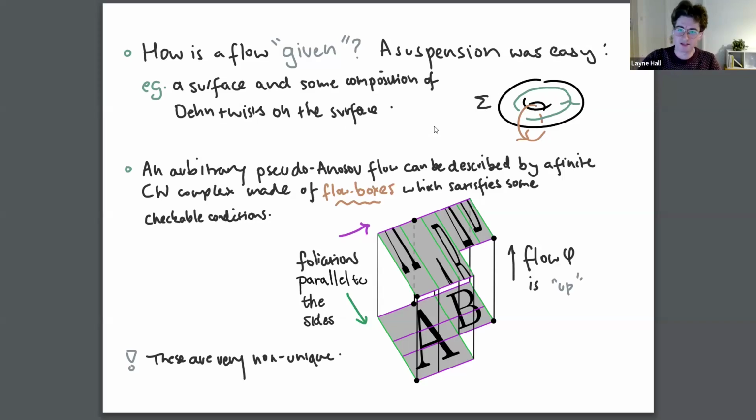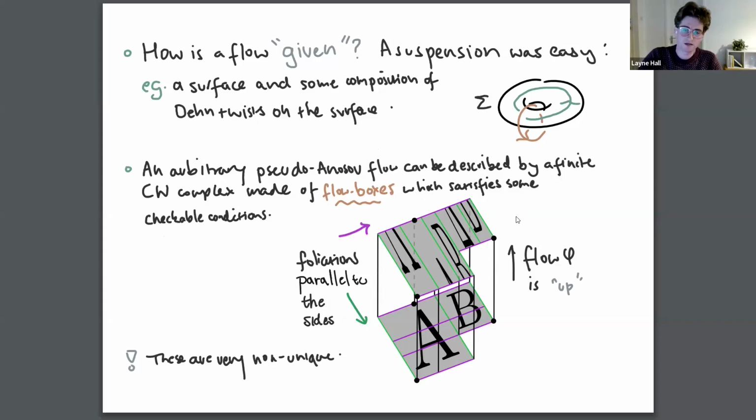And then we come to something maybe a bit more terrifying. And also, we're keeping with the informal thing here, but an arbitrary pseudo-Anosov flow can be described by a finite CW complex. So there is a finitary description made of what we call flow boxes. And I say that these flow boxes satisfy some checkable conditions, again, to sort of avoid a nasty list.